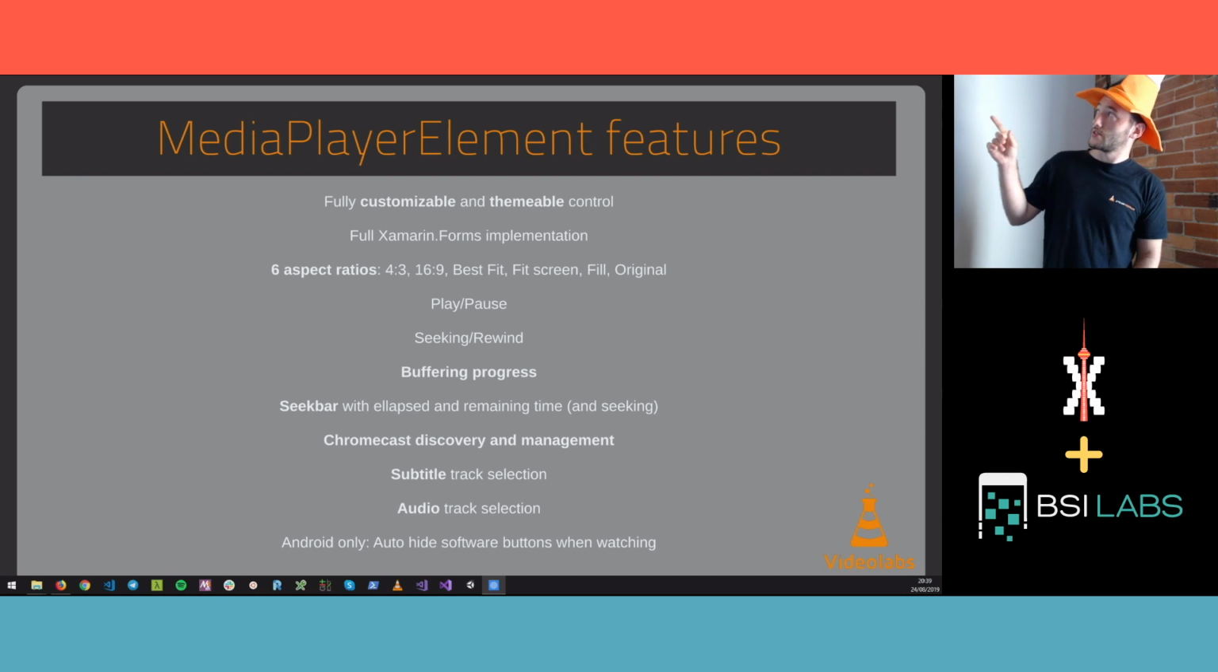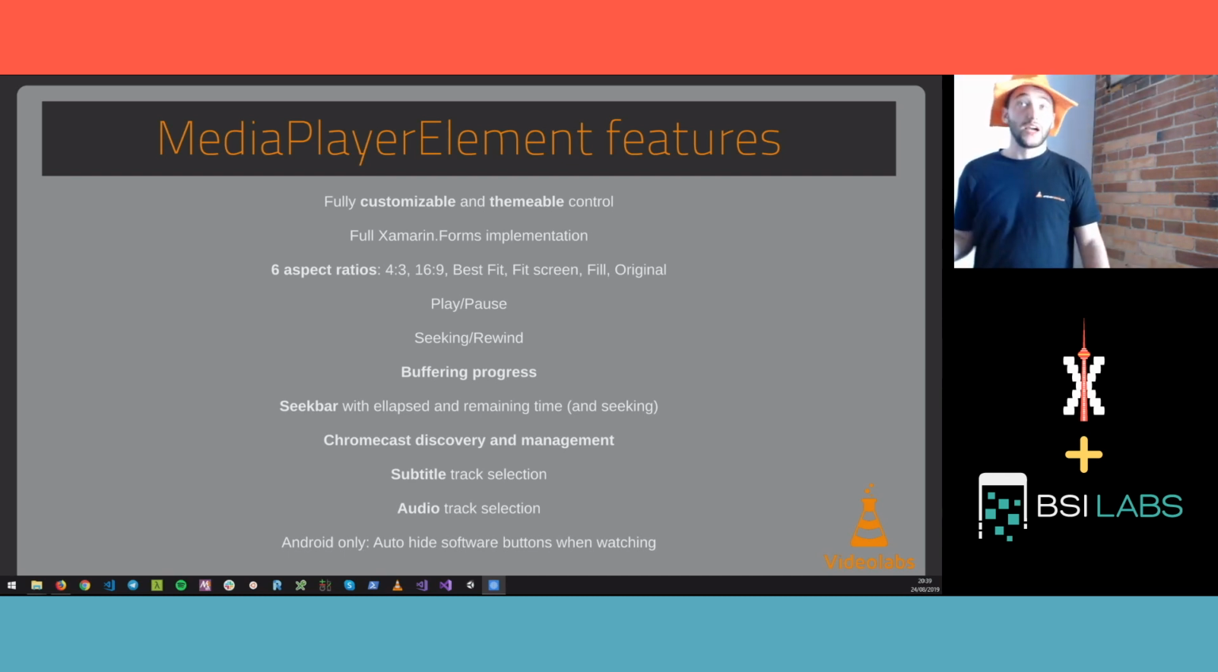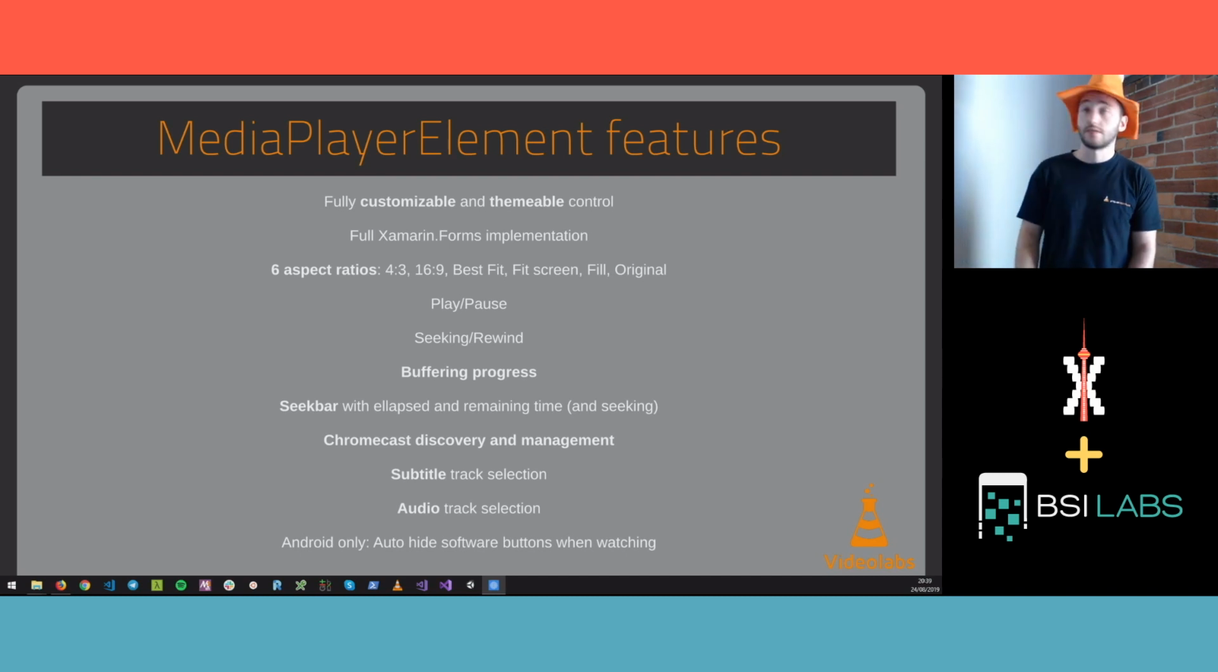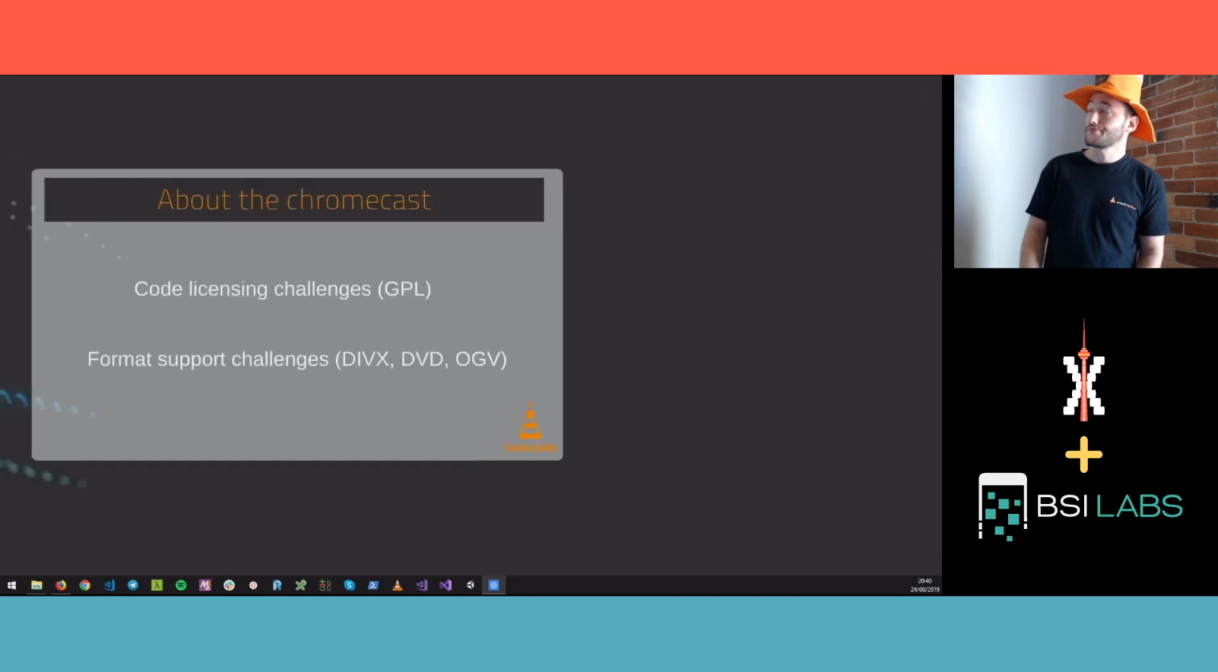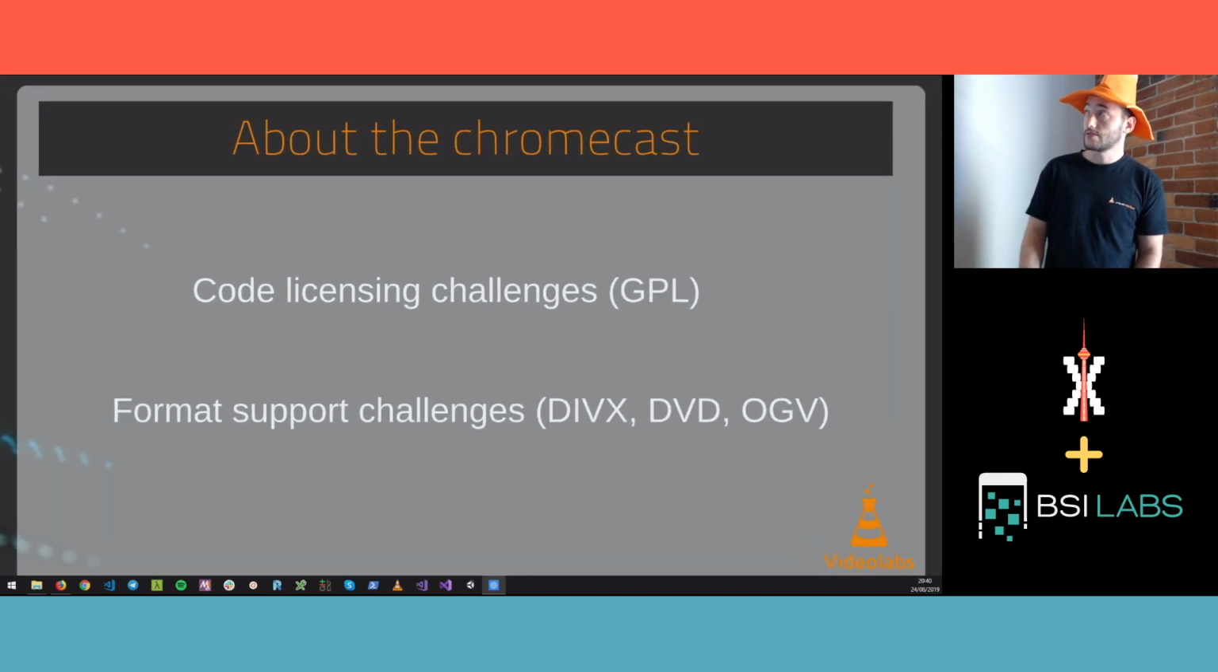Oh yeah, it's completely customizable and themable with Xamarin Forms style. So if you want to hide something because your app only plays live streams which cannot be paused, you can just remove the play and pause button. If your app is always running in an environment where there is no Chromecast, you can just hide the Chromecast button, just remove it. If you want to change the icons, also possible. So about the Chromecast.